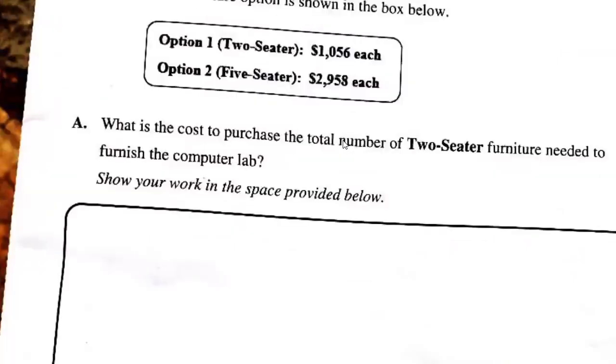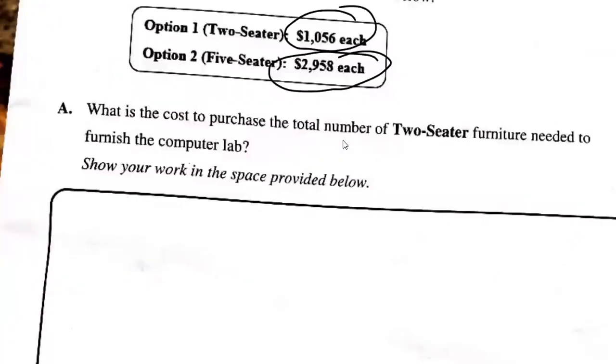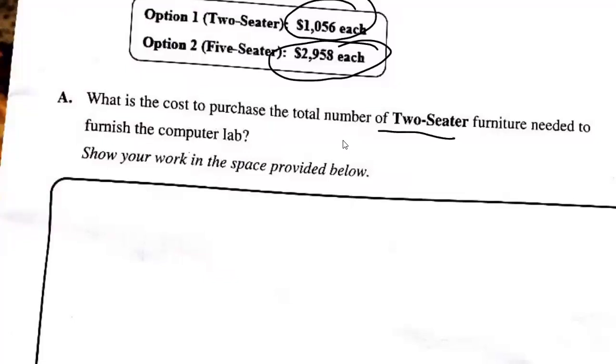Question 5 says, the cost of each furniture option is shown in the box below. Option 1, which is a two-seater, costs 1,056 each. Option 2, which is the 5-seater, costs 2,958 each. All right, so let's work it out. It says, what is the cost of the purchase of the total two-seater? So they want the two-seater first. Let's reason it out. So it's a total of 60 chairs.